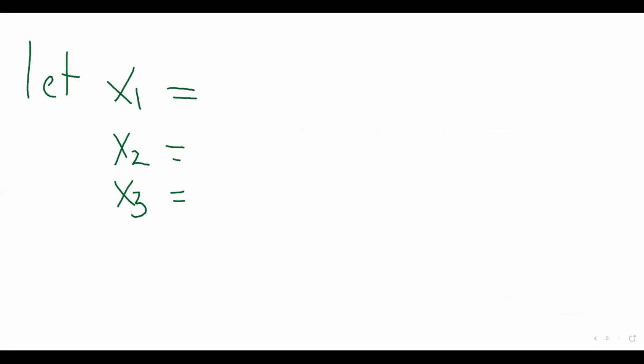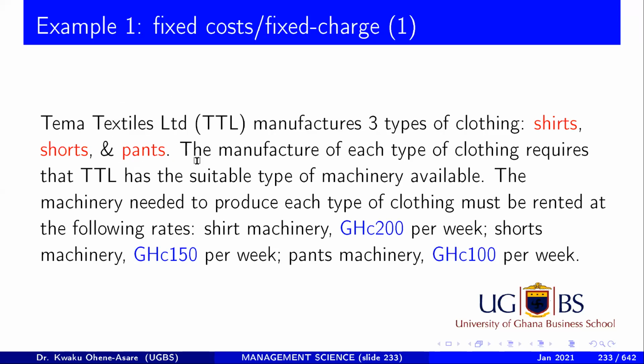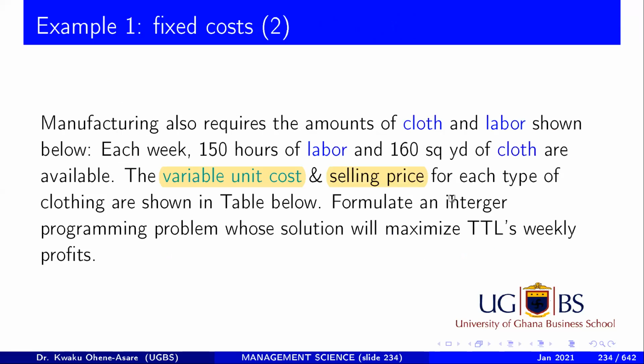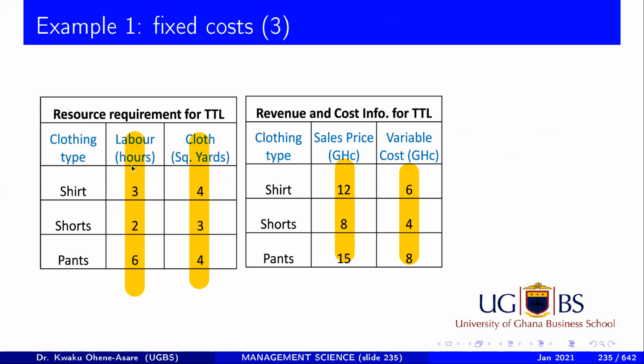If you look at the sentences, we need to know. There is a phrase that the manufacture of each type of clothing requires a suitable type of machinery. And watch it, the machinery needed to produce each type of clothing must be rented. And then you are told here, where is that?